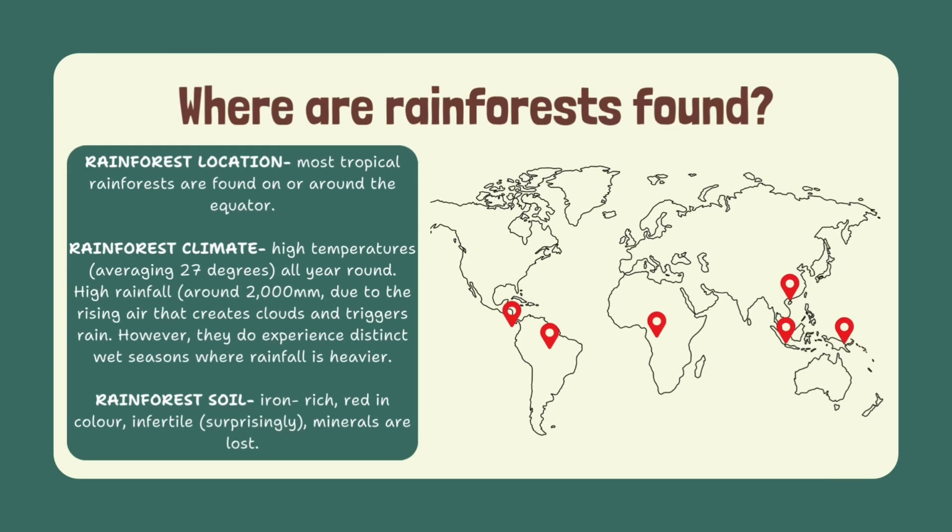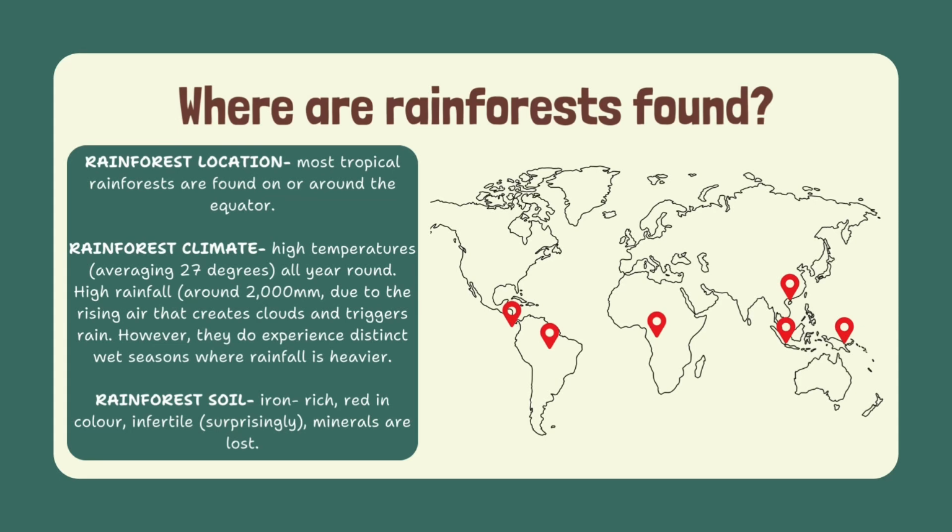But why? The weather conditions and climate around the equator cause high temperatures all year round, averaging 27 degrees, and high rainfall, around 2,000 millimeters per year. This is due to the rising hot air that triggers rain. However, they do experience distinct wet seasons where rainfall is heavier.